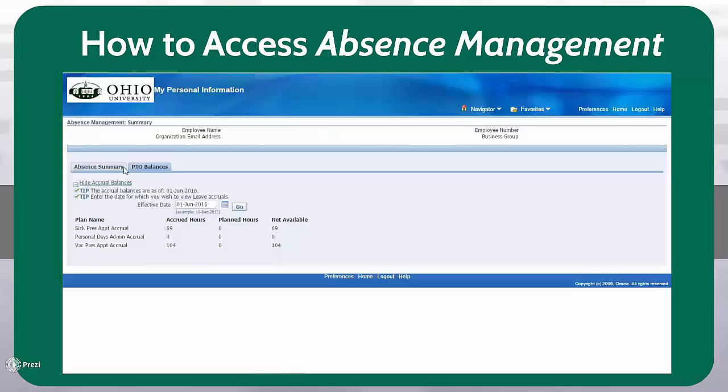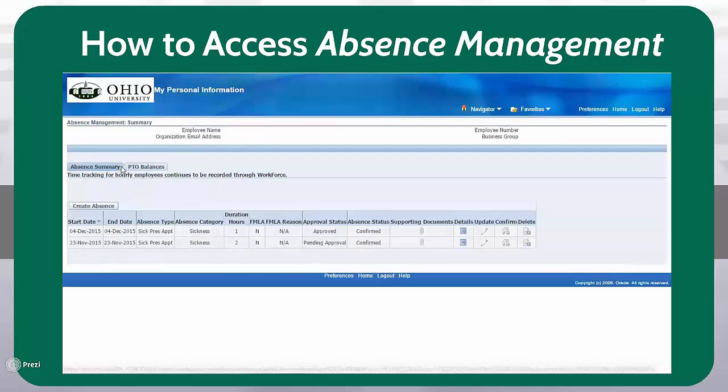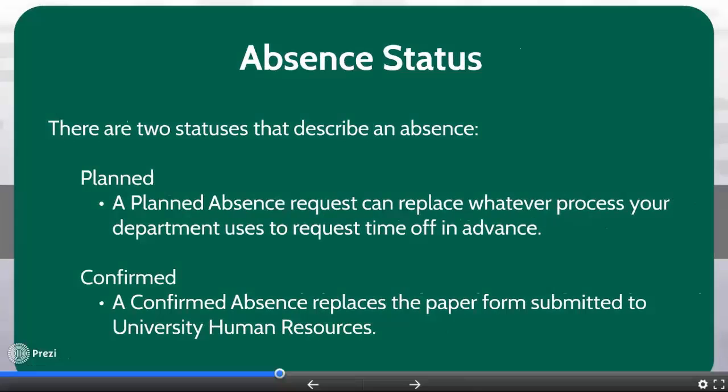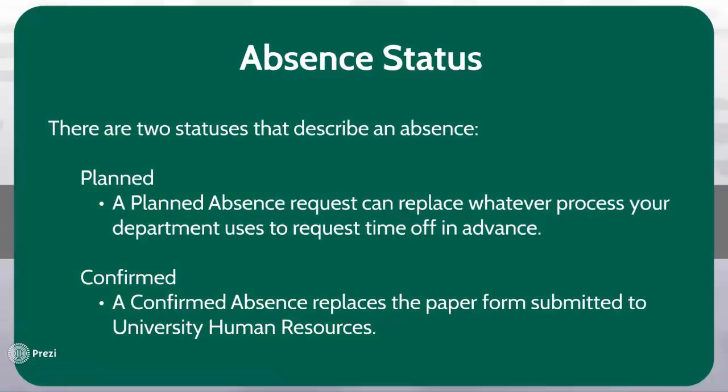To enter a request for paid time off, click the Create Absence button on the Absence Summary tab and complete the form. We will come back to this later. There are two statuses for an absence: planned or confirmed. A planned absence request can replace whatever process your unit uses to request time off in advance, whereas a confirmed absence replaces the paper form submitted to University Human Resources.